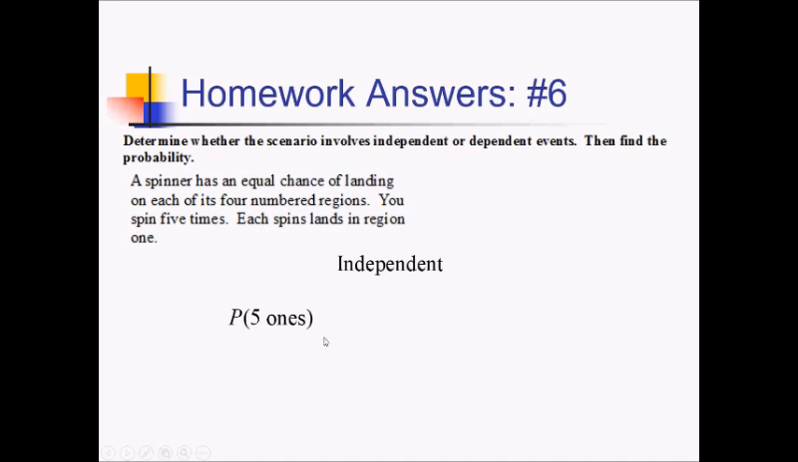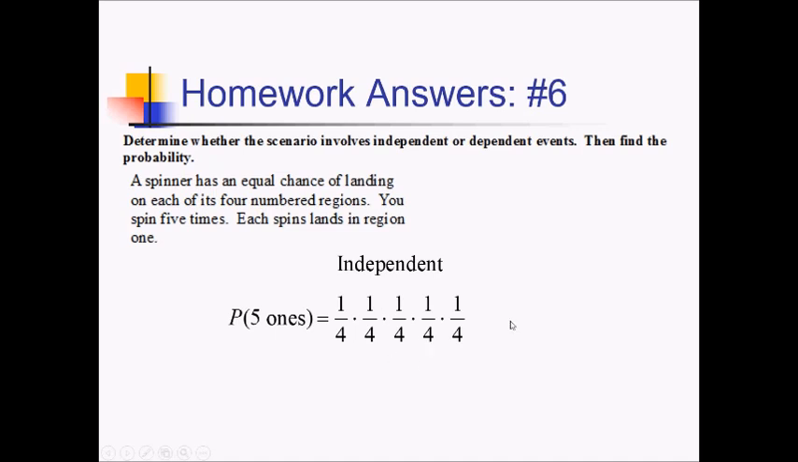The first time around, we have a 1 in 4 chance of landing on 1. The second time around, since these are independent events, we still have a 1 in 4 chance of landing on 1. Same thing for the third time around, and the fourth time, and the fifth time. And if we were going much more than this, I would start using exponents, but hey, we're here now. So multiplying all of these out, what does this come out to?